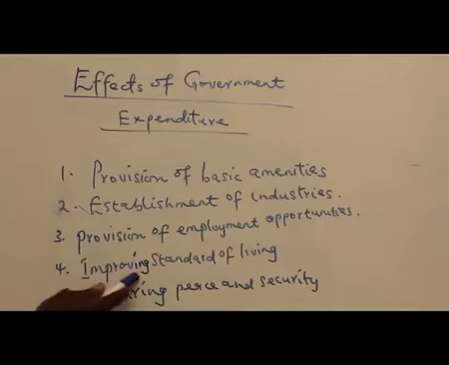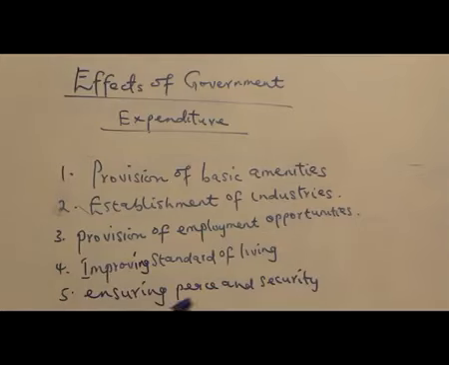Number four, improving standard of living. Government wants to ensure that there are amenities, there are essential goods and services that can improve the living standard of each citizen. So government is trying to improve the living standard of the people. So that is why they spend towards goods and services that can move the economy forward, that will boost the life of the people. That's why we said improving standard of living.